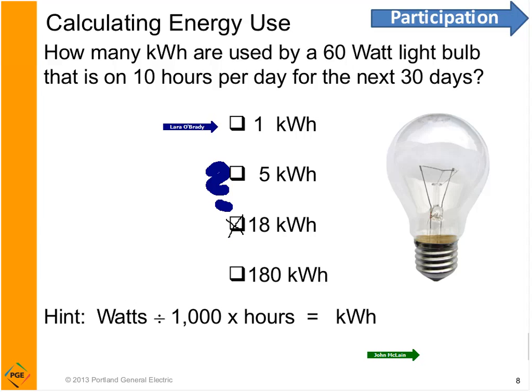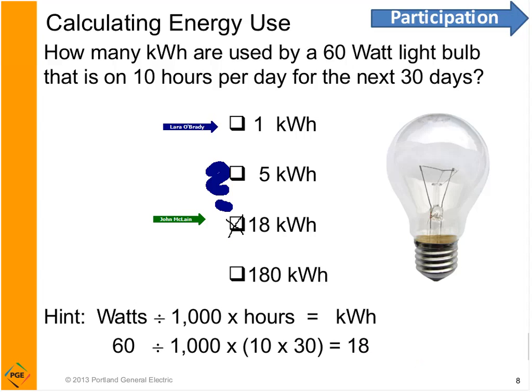So it looks like people have taken good guesses. We've got a good smattering of examples. Here's my answer. If you take the 60 watts using the formula I gave you, you divide by 1,000, you have 10 hours a day for 30 days, which would give you 300 hours. You do that math, you're going to get 18 kilowatt hours per bulb. Again, if you're this customer with 1,000 bulbs, that would be 18,000 kilowatt hours.